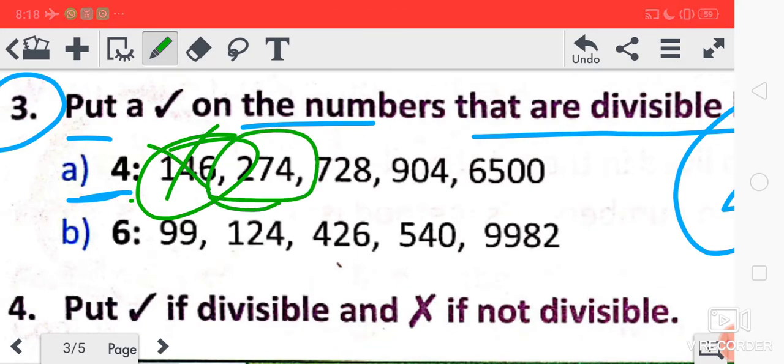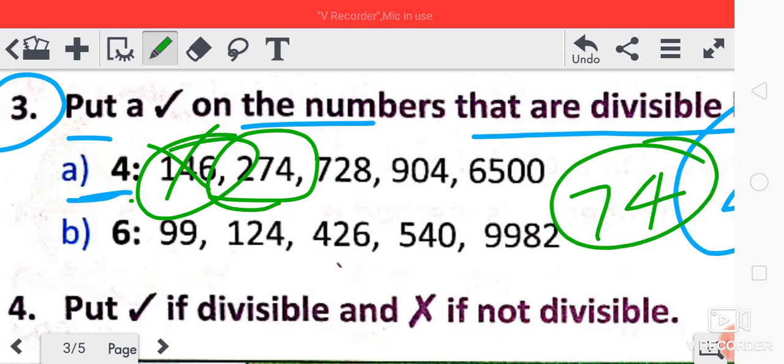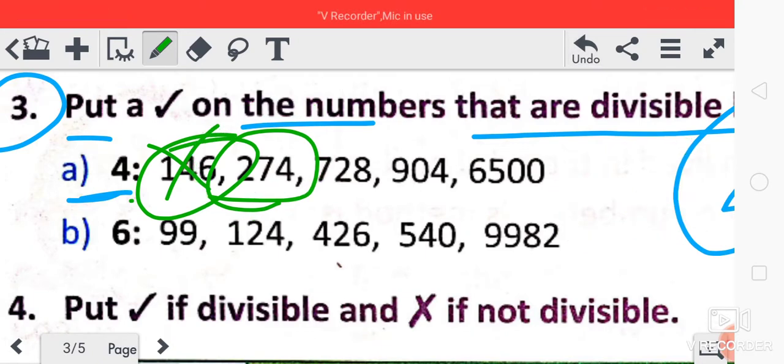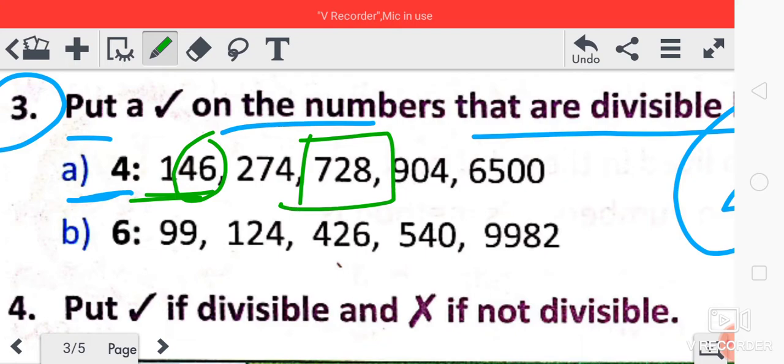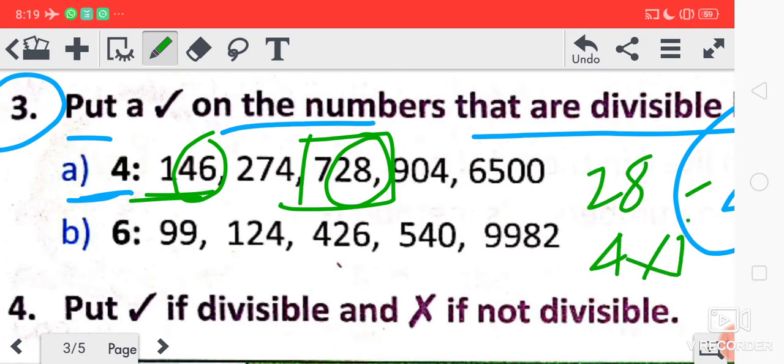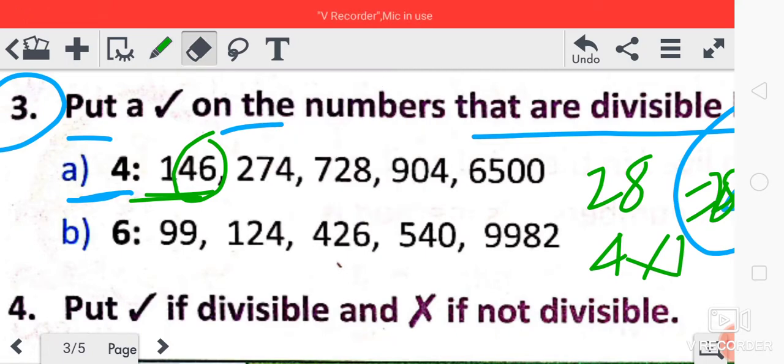Similarly 274, the last two digits are 74. 74 is not divisible by 4, you will divide and see. The last two digits are not divisible by 4, so this whole number is not divisible by 4. Okay, now see this number 728. Just see, the last two digits are 28. Is 28 a multiple of 4 or not? 4 sevens are 28, we get it or not? So the last two digits are a multiple of 4. So this whole number 728 is divisible by 4.